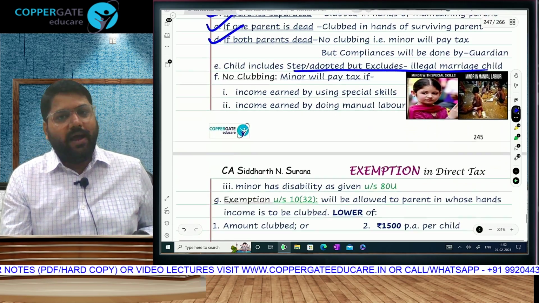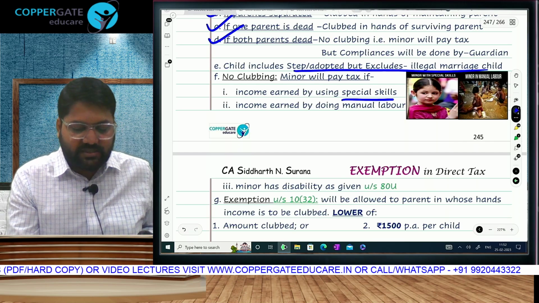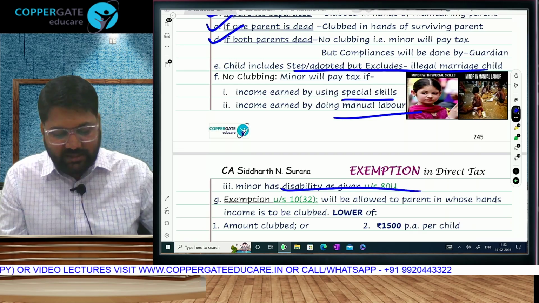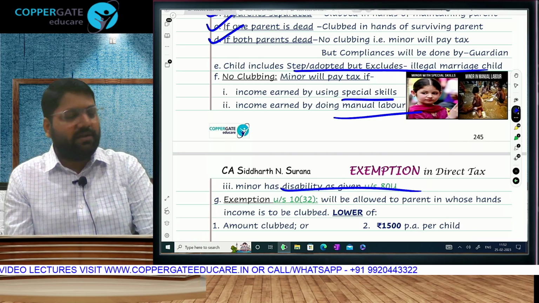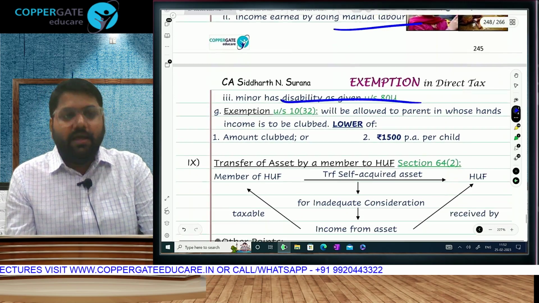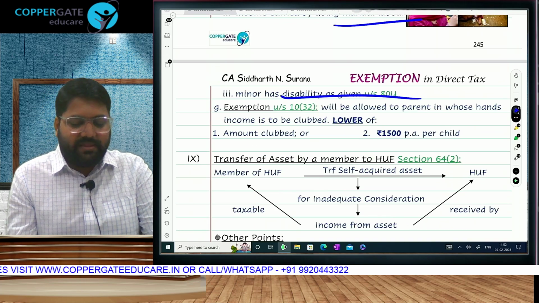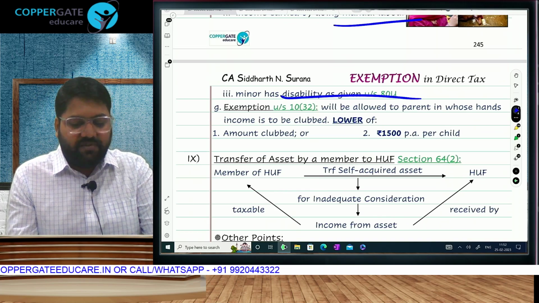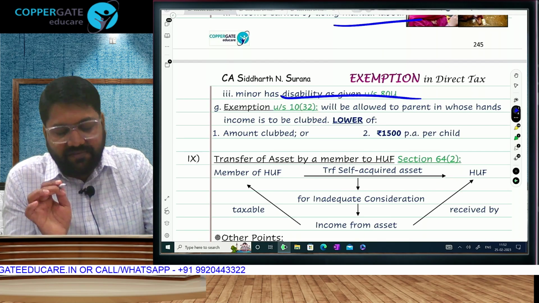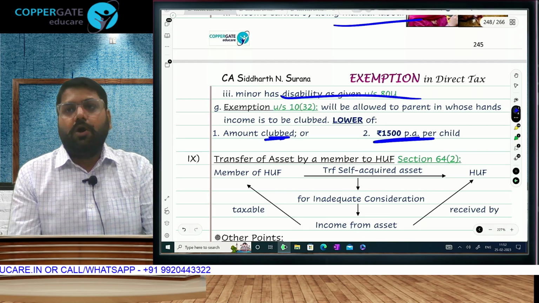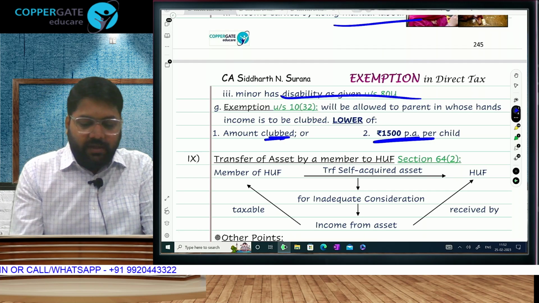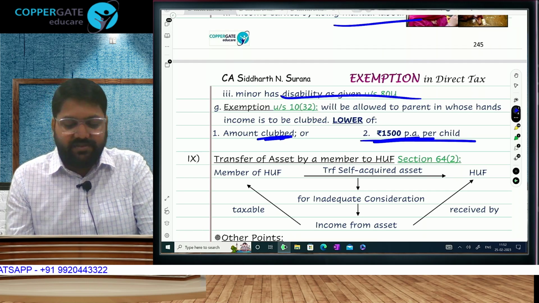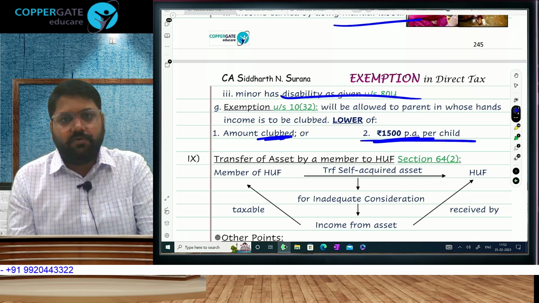Following cases, minor will pay tax. No clubbing. If there is special skill, if there is manual labor, if the minor is a disabled minor, in these cases clubbing provisions are not going to be applicable. And whenever there is amount clubbed in the hands of the parent in whose hands we are including the income, we will give an exemption of the amount clubbed or 1,500 per annum per child, whichever is lower. This exemption will be given to the parent.